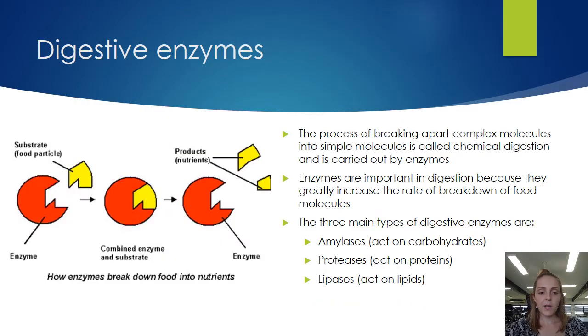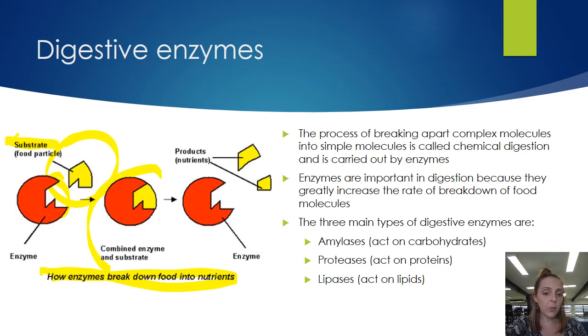So before we delve any further into the digestive system, let's have a look at these digestive enzymes. Now, this figure on the left should be fairly familiar to you because we've talked about enzymes quite recently. Remember, with an enzyme, they have a specific active site and they're going to bind a particular substrate. And in the digestive system, the substrate is going to be the food particle. So it could be sugars, it could be proteins, it could be fats.